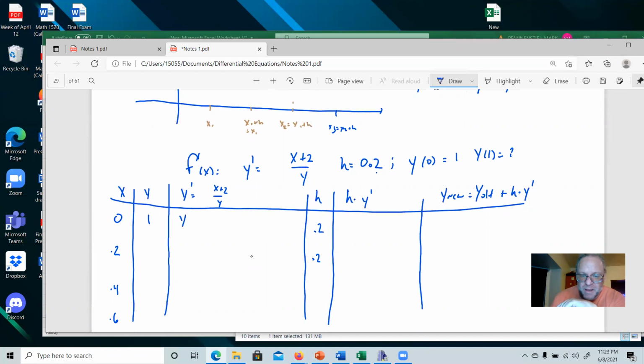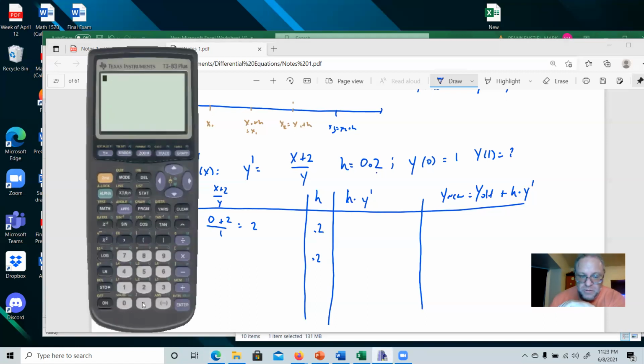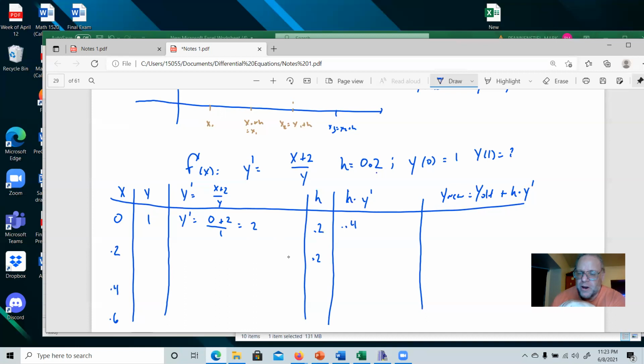So we have Y prime is equal to 0 plus 2 over 1, which is equal to 2. Okay, H times 2, right? So 0.2 times 2, right? 0.4. And our Y new is equal to 1 plus 0.4, which is equal to 1.4. Okay, that's probably the end of the nice, easy numbers.